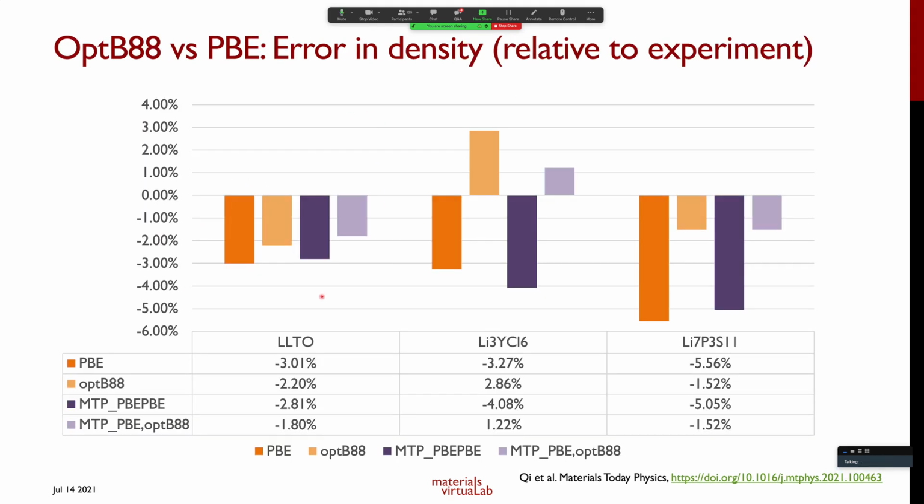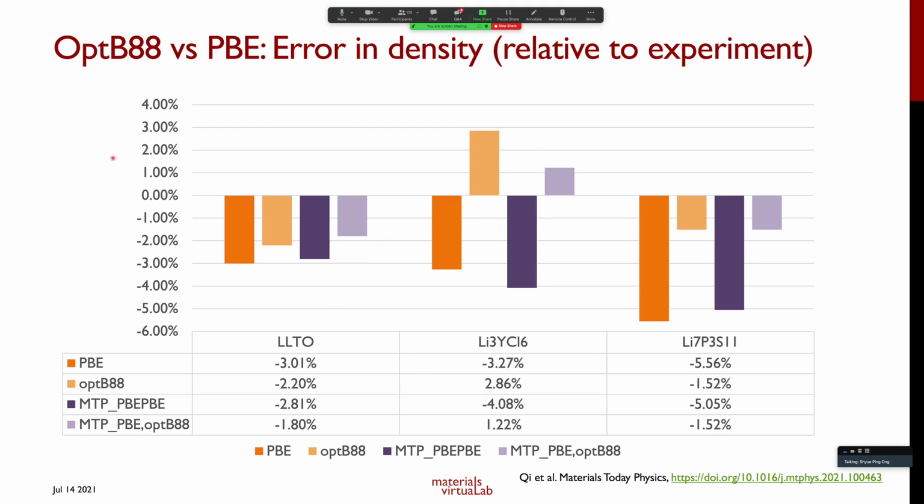So we first look at, for example, things like the errors in densities that are predicted by our PBE and OPT-B88 versus the one that is predicted by our moment tensor potential constructed using PBE or OPT-B88. Now, one thing you immediately notice is that at least for the Li3YCl6 and Li7P3S11, it matters significantly, right? OPT-B88 definitely gives you lattice parameters and densities that are much closer to experiments compared to PBE, right?